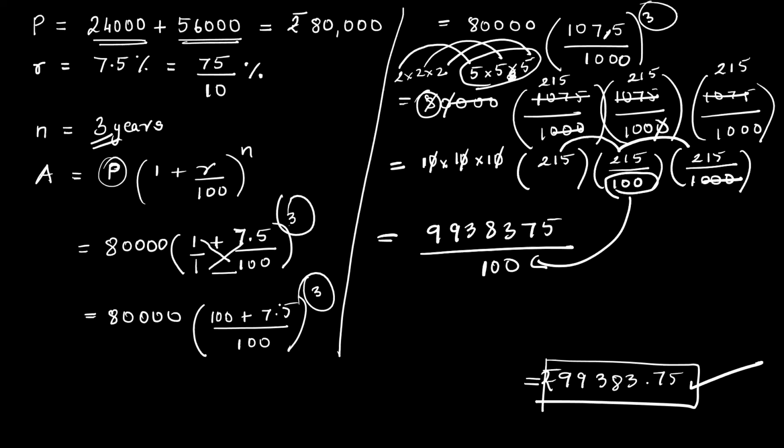Someone is asking how I got 100 plus 7.5 by cross multiplication. 1 into 100 is 100. 1 into 7.5 is 7.5.